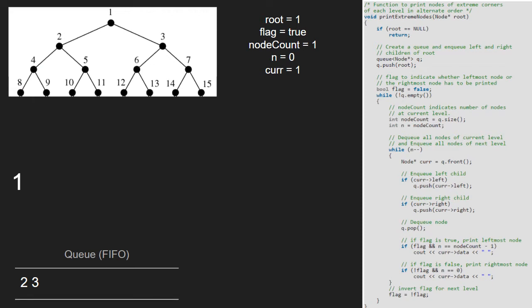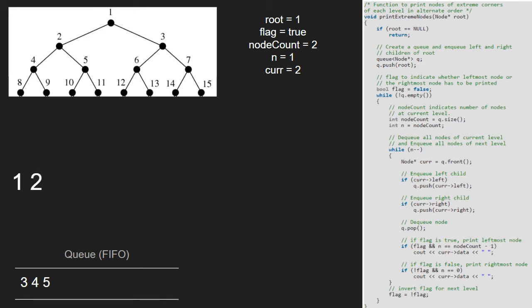Now node count and n will be equal to 2 since there are 2 elements in the queue. Since n is greater than 0, we enter the second while loop and decrement n. Now cur will point to 2. In the next step, we push the left and right child of 2, so 4 is pushed and 5 is pushed. We pop 2 from the queue. Now flag is true and n is equal to node count minus 1, so we print 2.